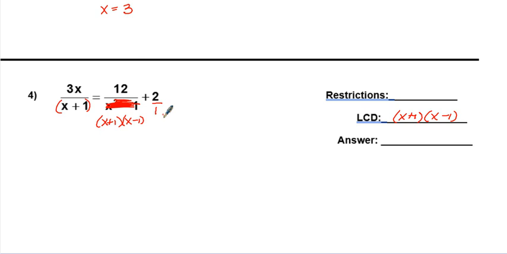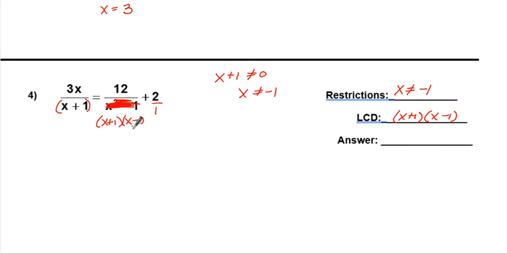Now, before we solve, let's see what we got going on for restrictions. From here, we can't have x plus 1 equal to 0. So x cannot be equal to negative 1. We've already accounted for that here.